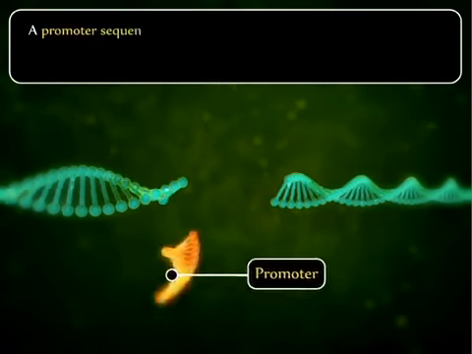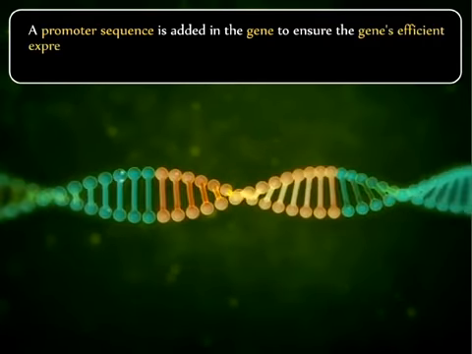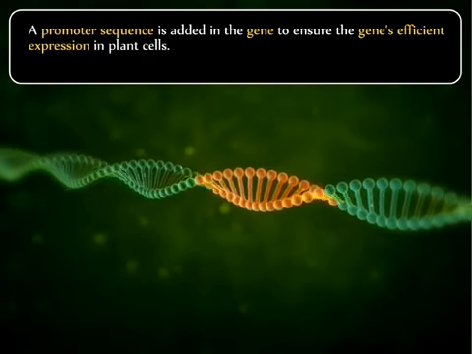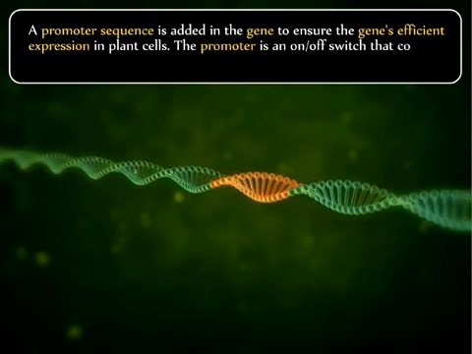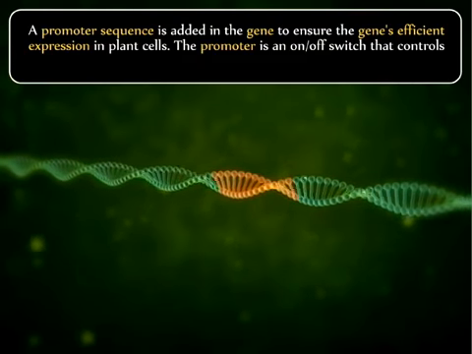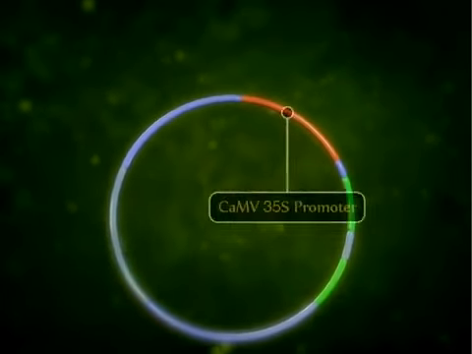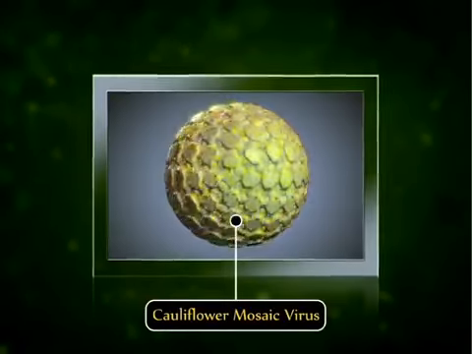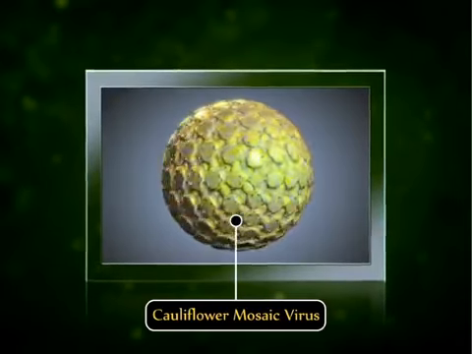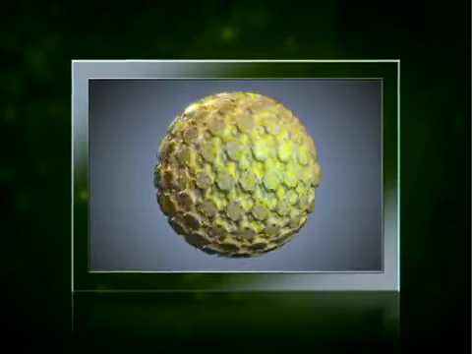A promoter sequence is added to the gene to ensure the gene's efficient expression in plant cells. The promoter is an on-off switch that controls when and where in the plant the gene will be expressed. The most commonly used promoter is CaMV35S from the cauliflower mosaic virus, which generally results in a high degree of expression in plants.